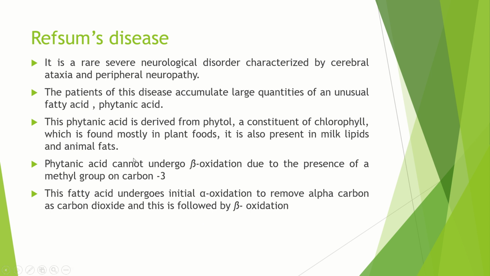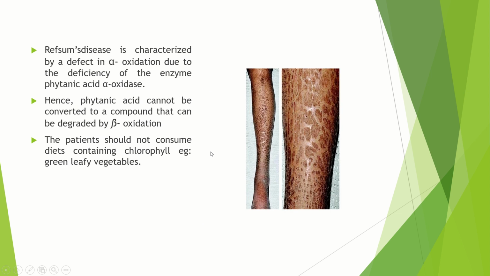So this is about Refsum's disease. Refsum's disease is characterized by a defect in alpha oxidation due to the deficiency of the enzyme phytanic acid alpha oxidase. Hence this phytanic acid cannot be converted to a compound that can be degraded by beta oxidation.